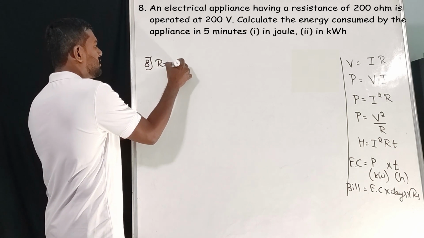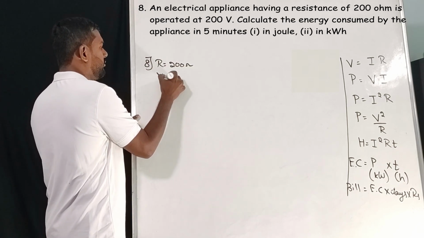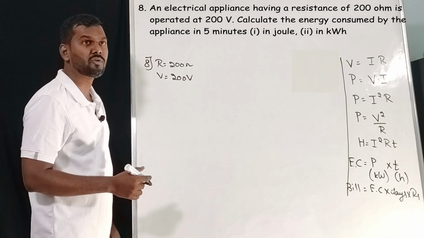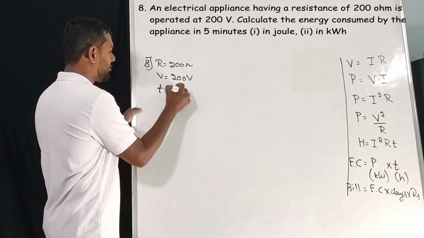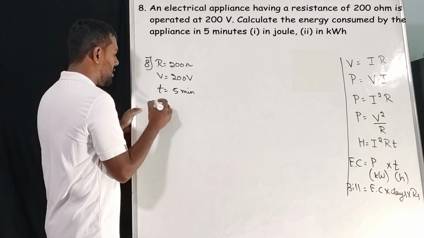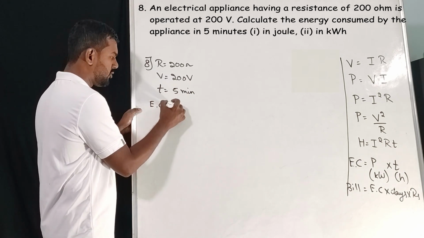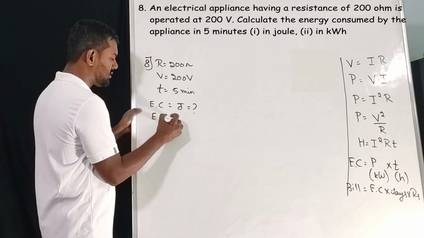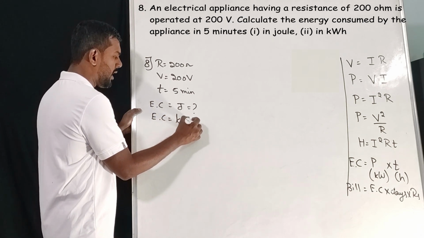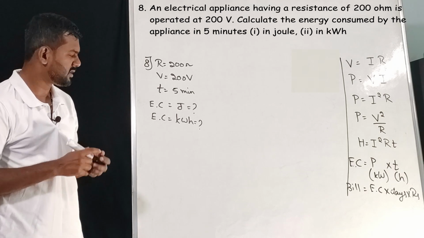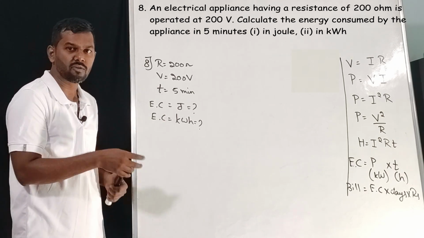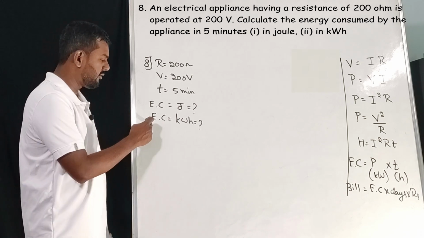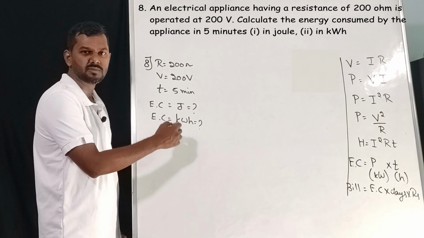See, R is given as 200 ohms and V is given as 200 volts. Correct. Now we have to find, and time is also given, that is 5 minutes. We have to find the energy consumed in terms of joules and energy consumption in terms of kilowatt hour. Okay, now listen. Energy consumption, we have to find it in two formats, one in terms of joules, one in terms of kilowatt hour.